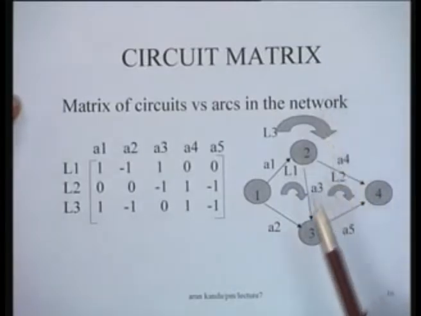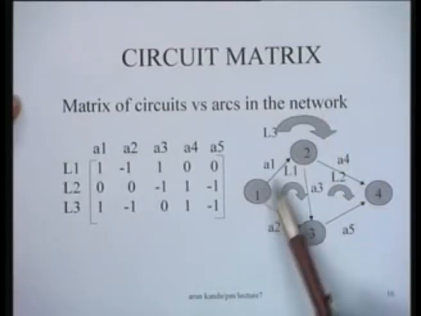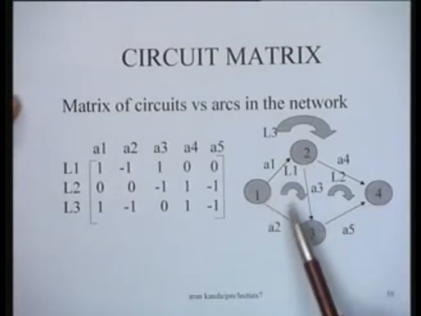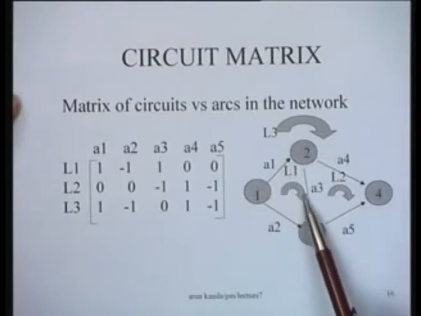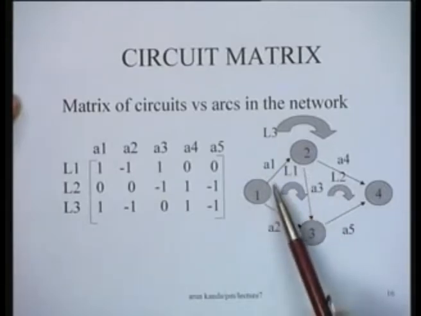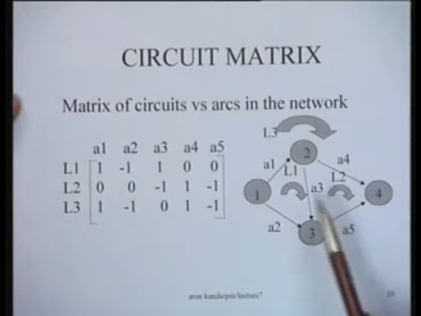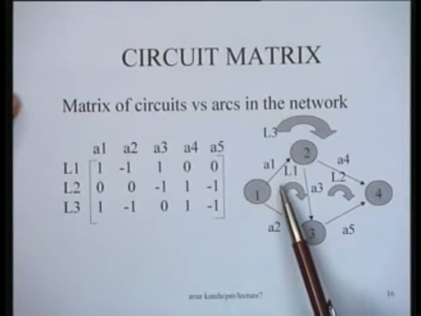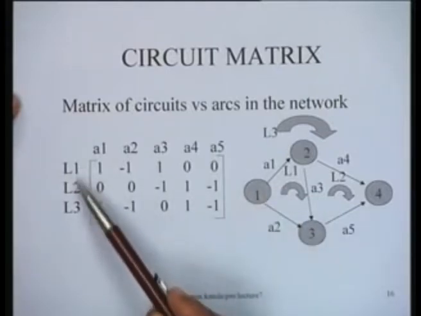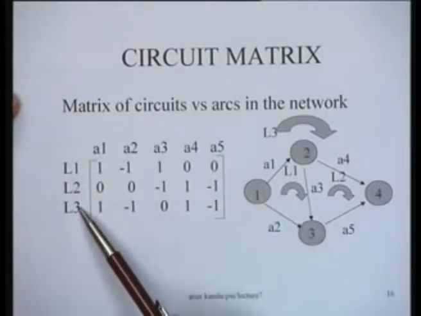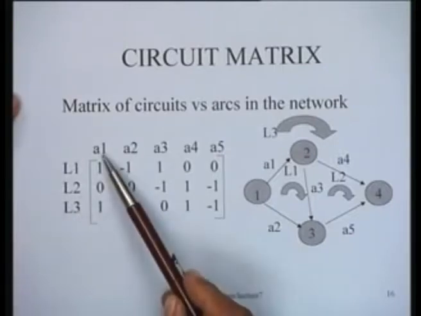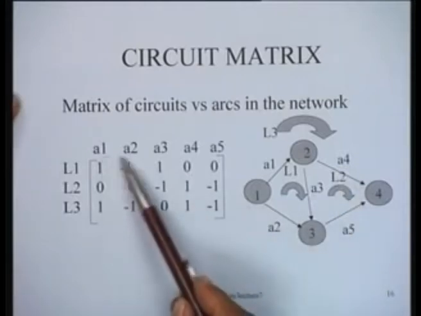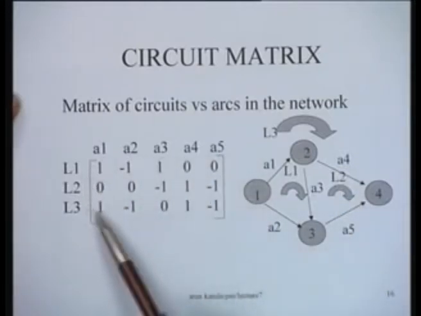What are circuits? Let's look at the same example, 1, 2, 3, 4, this project. Find out all the loops. So this is one loop, A1, A3 and like this. This is another loop, L2, and the whole thing is a third loop, L3. So if we put down L1, L2, L3 as the 3 loops here, and we identify the 5 arcs A1, A2, A3, A4 and A5, we can have a matrix of this kind.